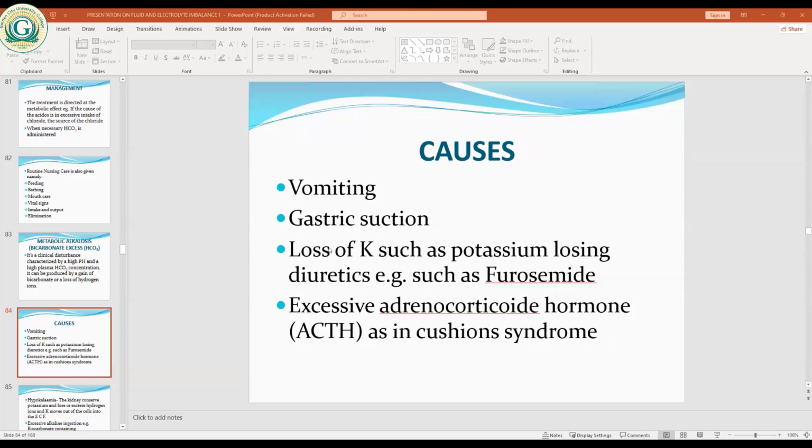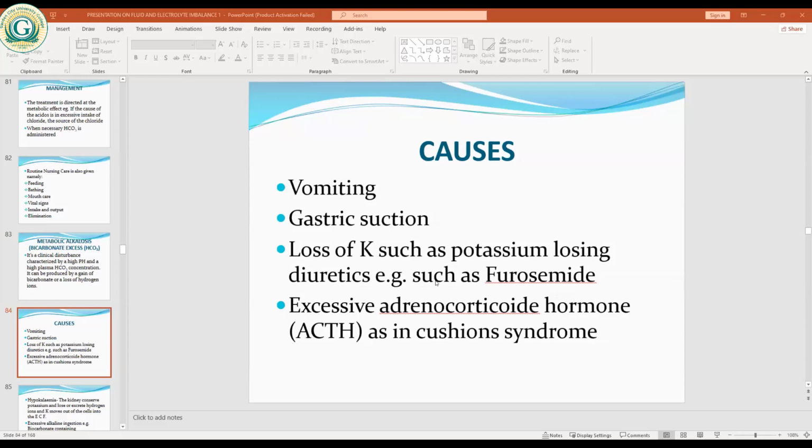Loss of potassium, such as with potassium-losing diuretics, such as furosemide. Once you put patients on Lasix or furosemide, they don't spare potassium, they push potassium through the urine and you lose potassium. We mentioned that hyperkalemia can cause acidosis as well. Hypokalemia can cause alkalosis. So once you are losing potassium, the body turns into alkalosis.